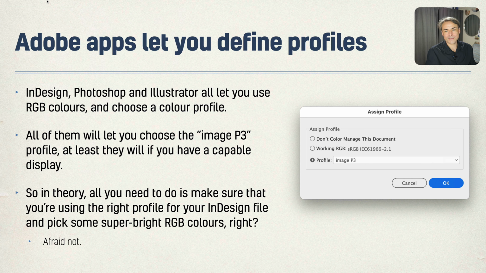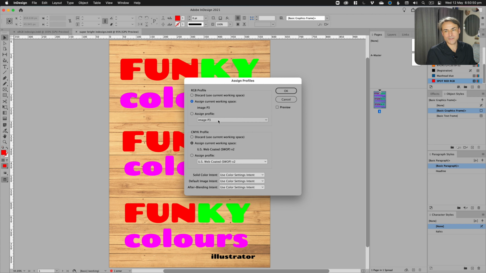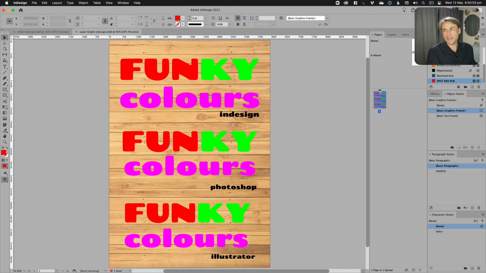Right, now, unfortunately, it isn't quite that simple. Different apps will approach things just a little bit differently. Let's say this is InDesign, and here I've just defined some super bright colours. I've assigned that P3 colour space, so I've assigned Image P3 as my current working space. It's also my profile. That's fine. And I'm just using some mega magenta, yellow, RGB cyan. So just the full strength things. This is as bright as you're going to get.